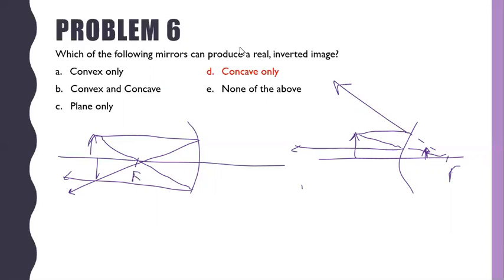What about a plane mirror? This would be where you're standing in front of the mirror, or maybe it's a triangle or something, and you start figuring out where the image is. It's always behind the mirror. That means it's always virtual. So to get a real image, only the concave works.